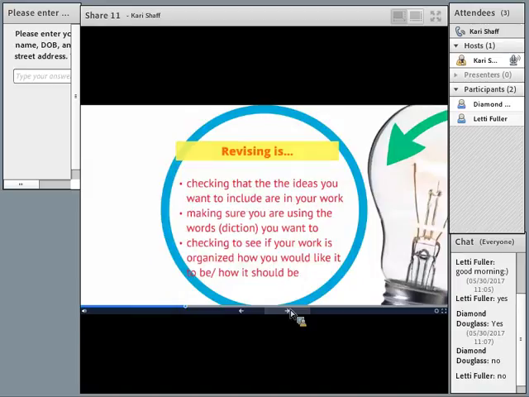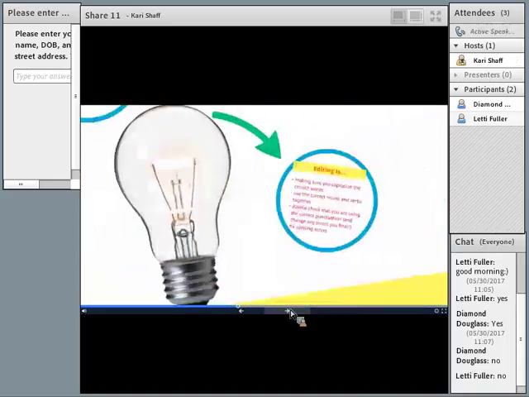What is the difference between revising and editing? Revising is checking that the ideas you want to include are in your work. Let's say you chose a poem by Walt Whitman, and there are certain things about it that really affected you, like the use of flowers, or the bells, or the fallen, cold, and dead. You want to make sure that those are used in there. So making sure you're using the words that you want to use, word choice, diction, and checking to see if your work is organized. Maybe you open with the poet or you open with the poem, and it's in the way that you want it to be.